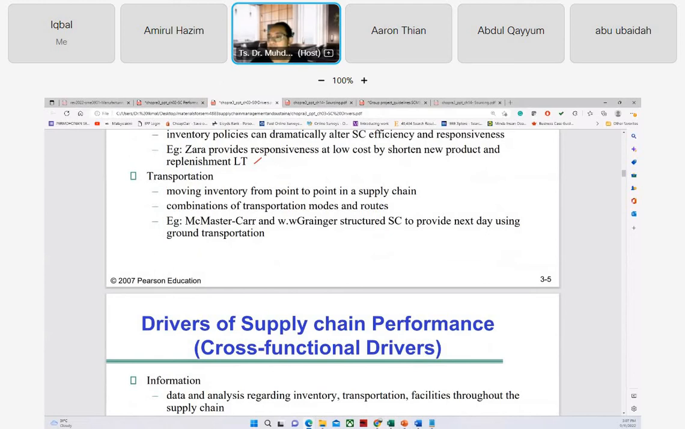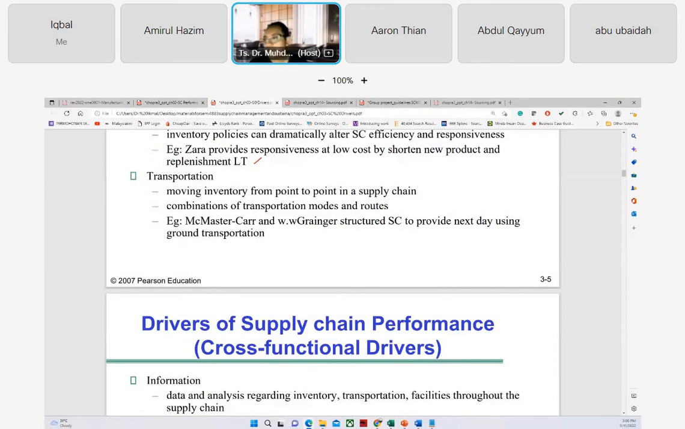And then transportation is moving inventory from point to point in the supply chain, a combination of transportation modes and routing. For example, modes: maybe you use a ship, maybe you use a lorry, a truck, maybe 40 footers, 20 footers. It depends. And also what kind of routing you want to use. Are you going to use a highway? Are you going to use a B road, a state road, for example, a federal state road? You are not going to use any highway, for example. That will make a difference as well.